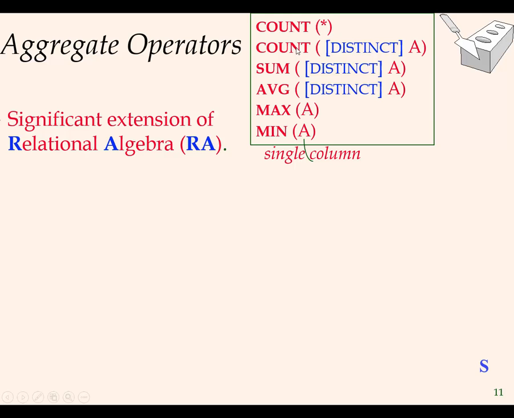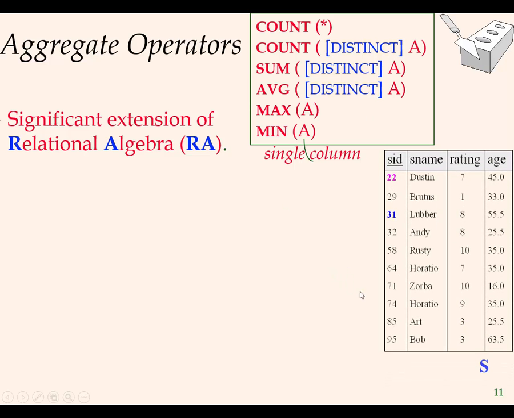So look at the aggregate operators. Count everything, count in this column. Again, this is an attribute in your table. So sum, average, max, min are some of the aggregate operators you can use using SQL.